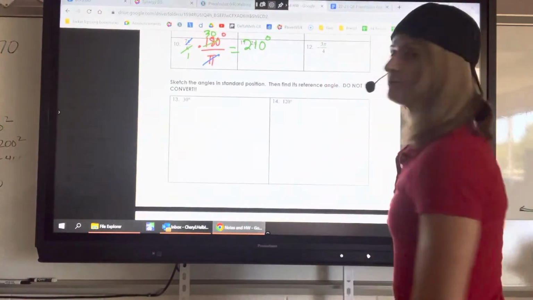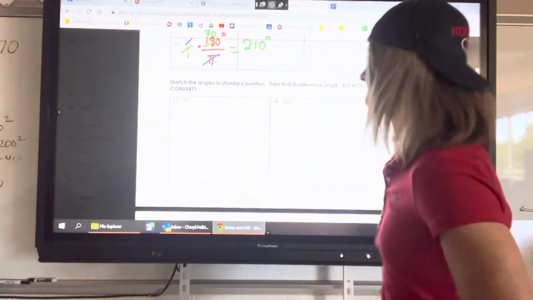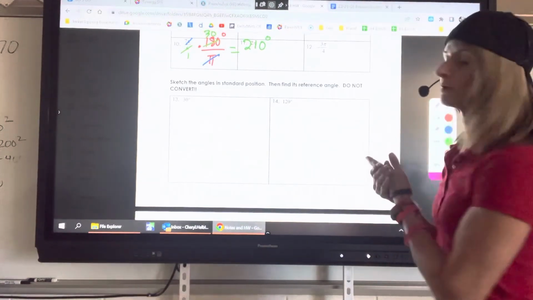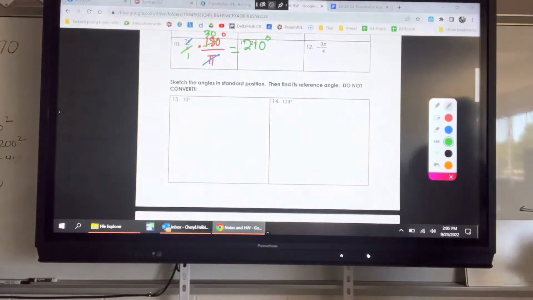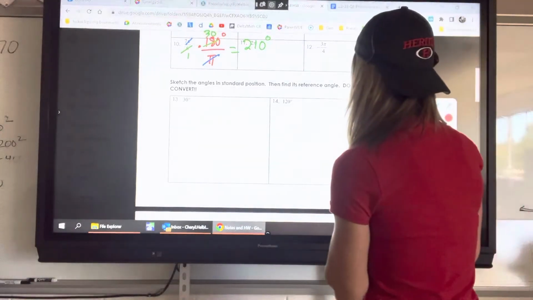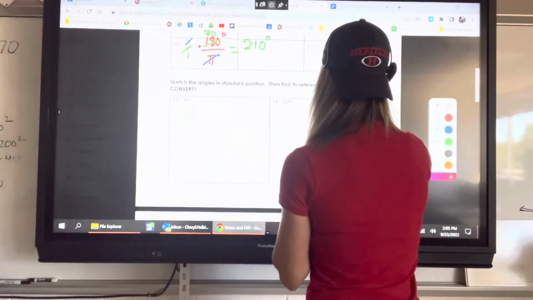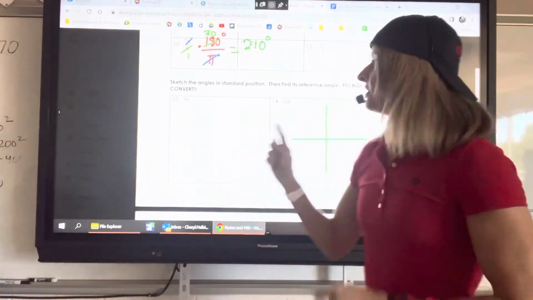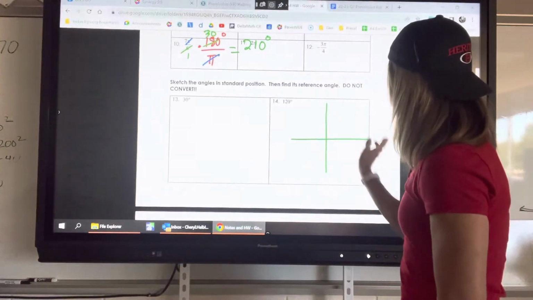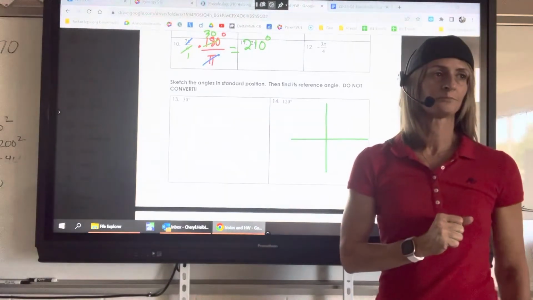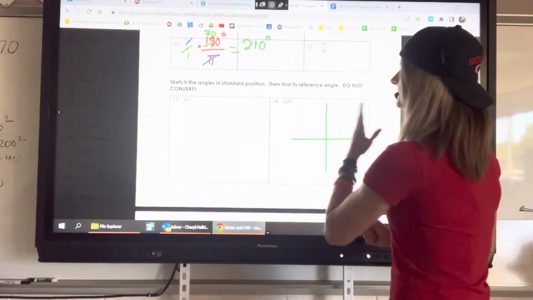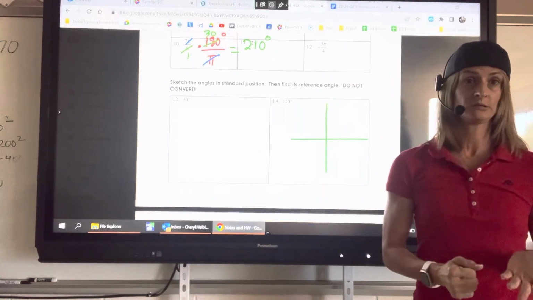So let's do, since we're only at 6 minutes, let's go ahead and sketch this angle for number 14. Yeah, let's do 14. In standard position, then find its reference angle. So 120 degrees. So this is how you do this. We know that halfway around the circle is 180. We know this is 90 degrees. 120 is 90 plus 30 degrees.